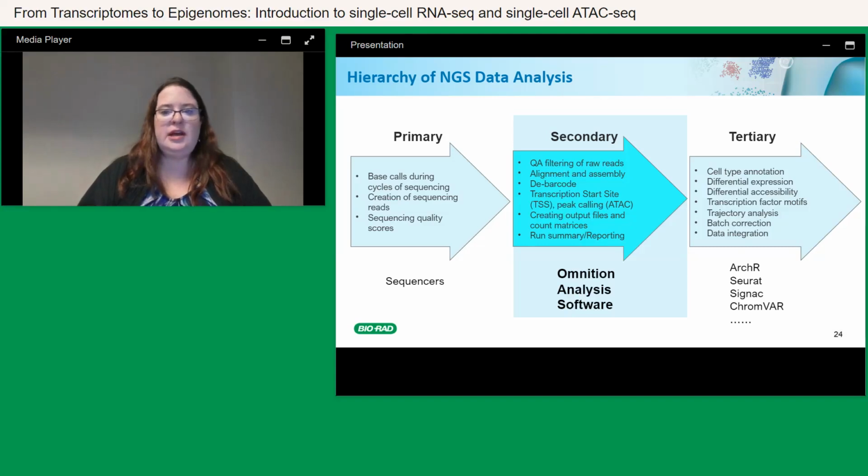Omnition performs secondary analysis, including quality control steps of the raw reads, alignment to the reference genome, debarcoding and deconvolution of those bead networks, and creating assay-specific metrics to help in determining the quality of your sample, and creating tertiary-ready output files and a summary report file. Tertiary analysis includes analyses such as cell type annotation, differential expression, or differential accessibility analysis. Omnition's output files can be used as input files for many open source and commercially available tertiary analysis tools.